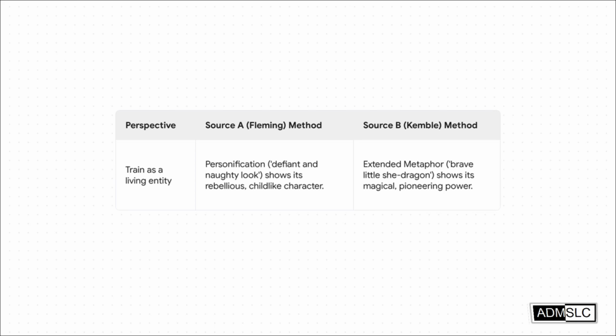Look at this. Both writers want to do the same thing, make the train seem alive, but they go about it in totally different ways. Fleming's personification makes the train seem like a naughty kid. It's almost funny. But Kemble, her extended metaphor of a she-dragon makes the train feel mythical, powerful, heroic. Same idea, totally different vibe.